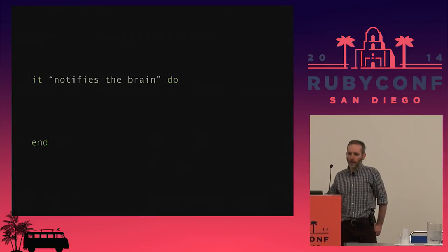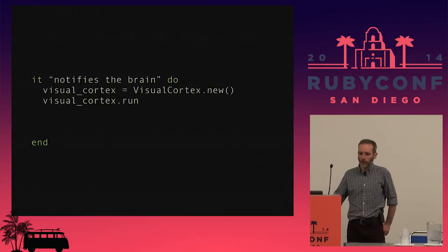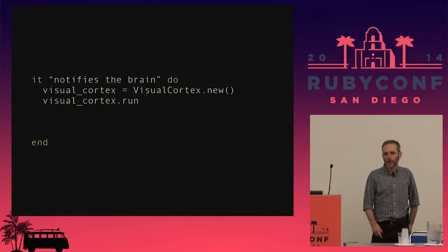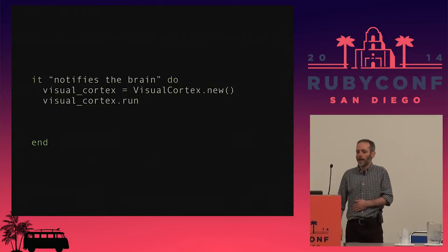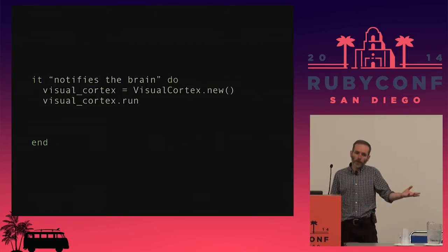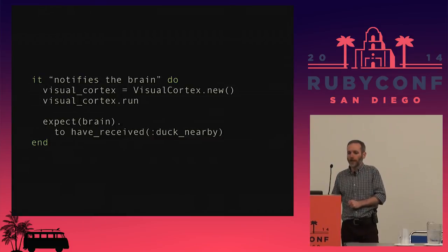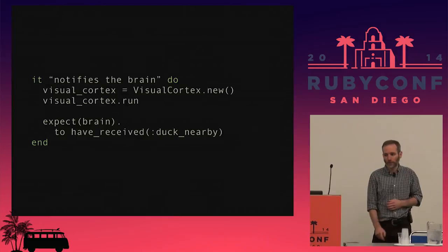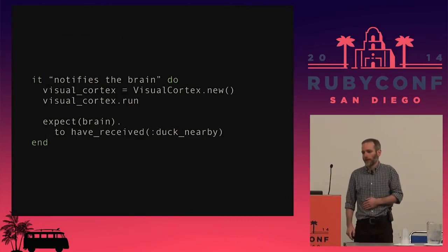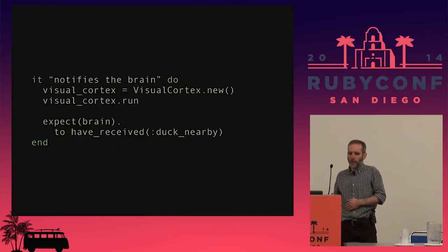OK. So how do we do this? So we create a new visual cortex object. I'm going to call a method called run. I've got this kind of idea of just running in a thread on its own, constantly processing the image data coming in. And then we'll say, when we run this with a duck nearby, with the right image coming in, then we expect it to call the brain and say, hey, there's a duck nearby.